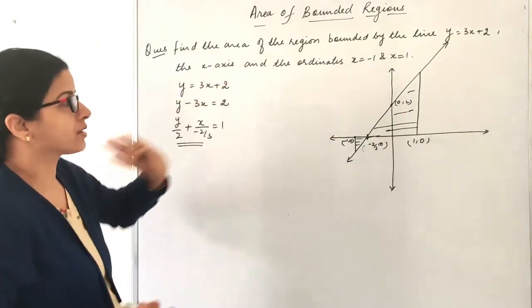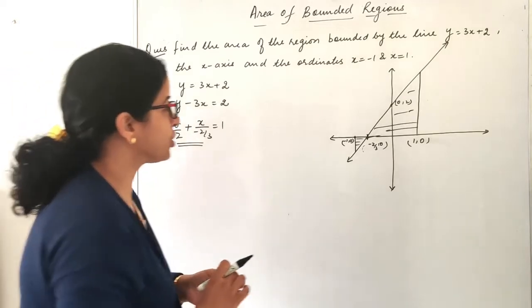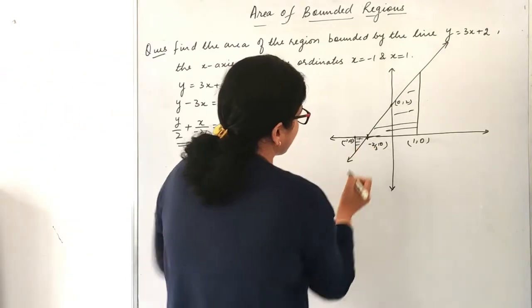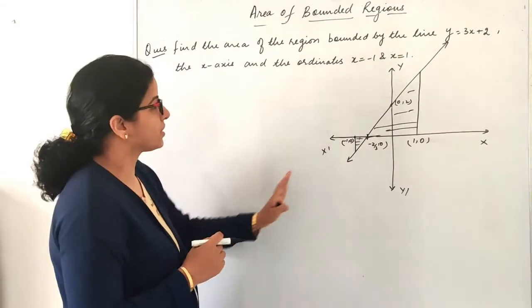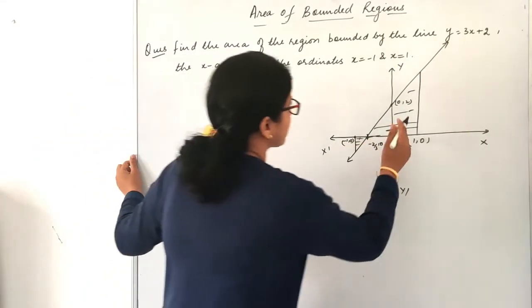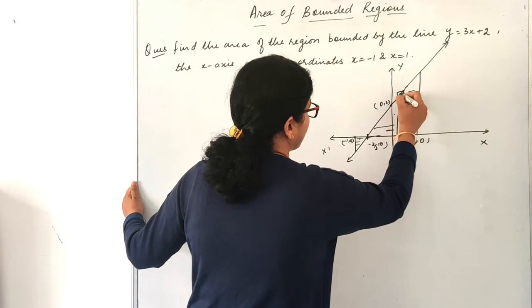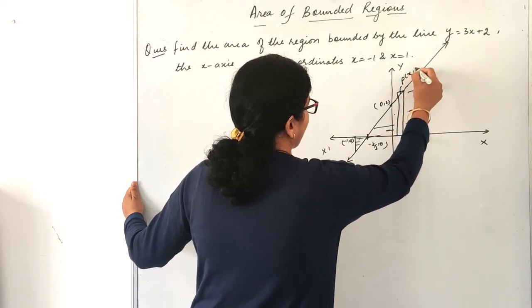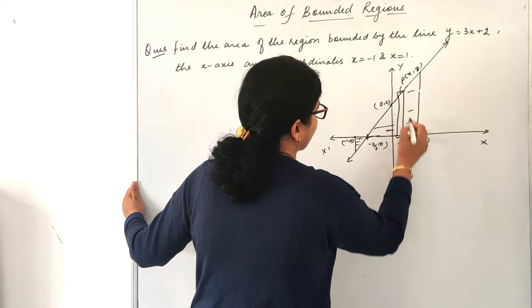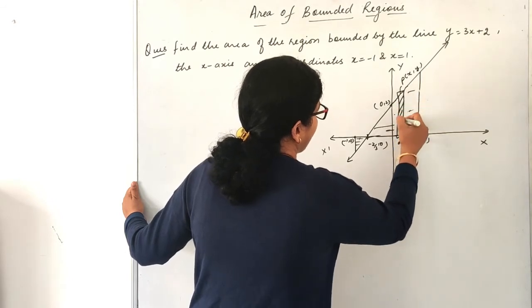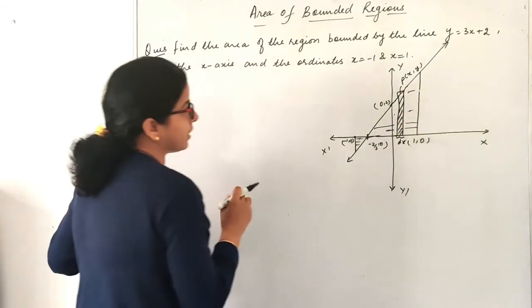Correct? And the x-axis. So now pay attention here. This is the region which is below x-axis and this is the region which is above x-axis. So this is our bounded area. Now let us take a strip. So this is the vertical strip. This is the variable point on the line. This width is dx, right? So we have to find the area.